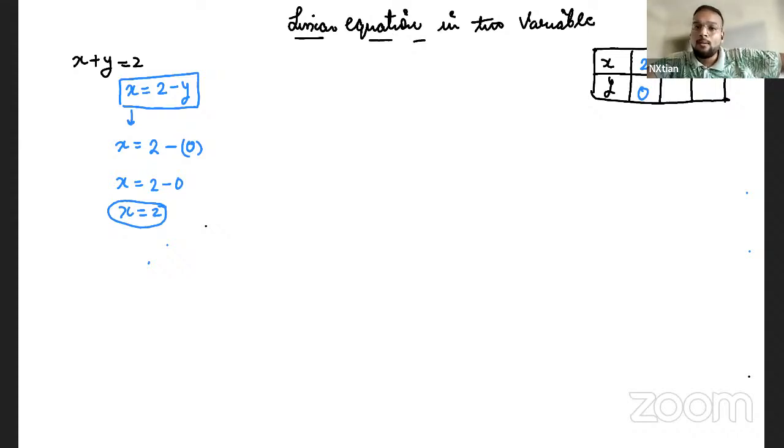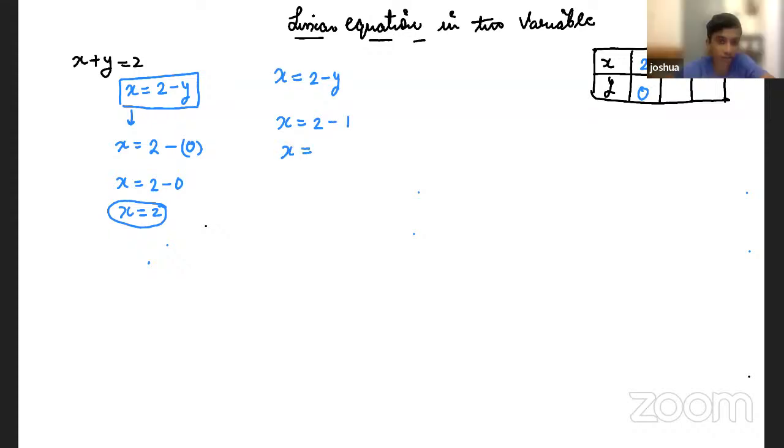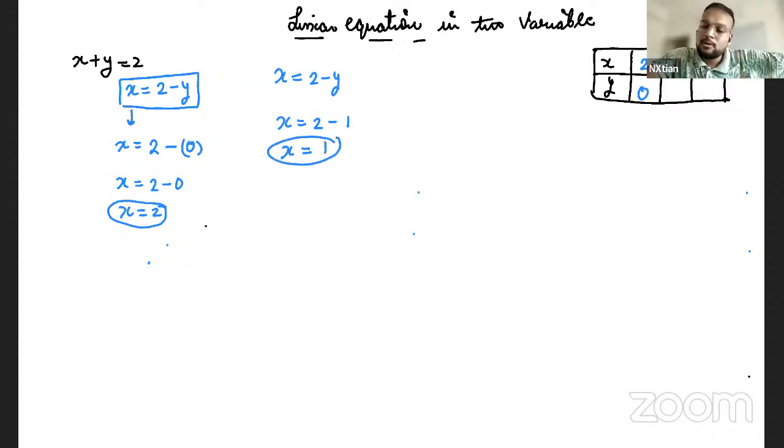Understood? Okay. Now Joshua will tell me. Joshua, tell me another value, please. Any other value of y? 1. So if you take 1, then what will be the value of x? x is equal to 1. Very good. So when you take y value as 1, then x is equal to 1.